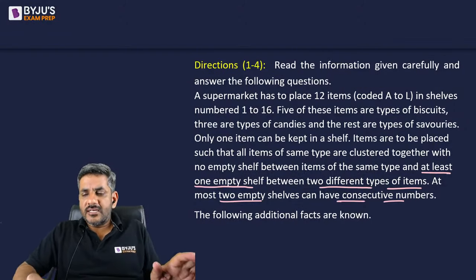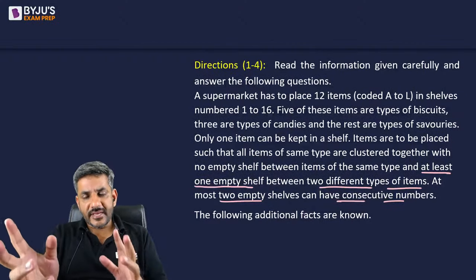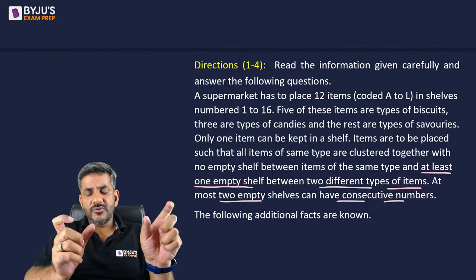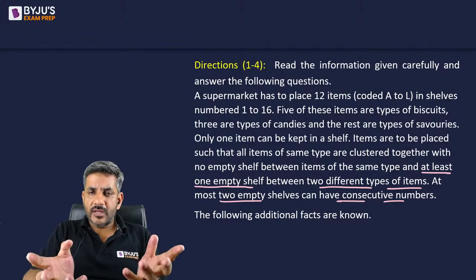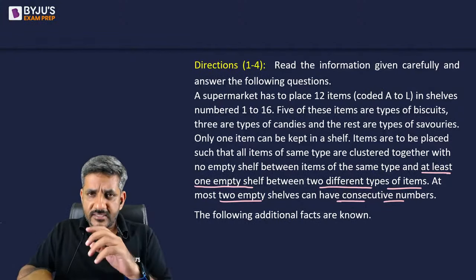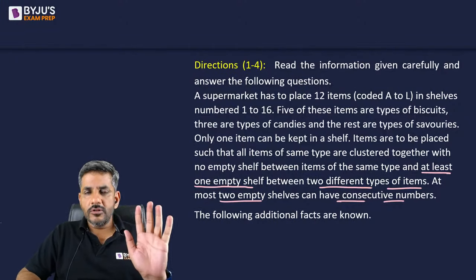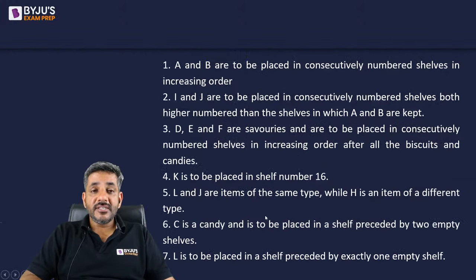So I am sure that till now you have made a picture in your mind. There are 5 biscuits, 3 candies, 4 savories. 5 biscuits put together, 3 candies put together, 4 savories put together. Between them, there would be at least one empty shelf, और दो से ज्यादा consecutive empty shelves नहीं हो सकते. That also he has told us. Okay. What is more information now?